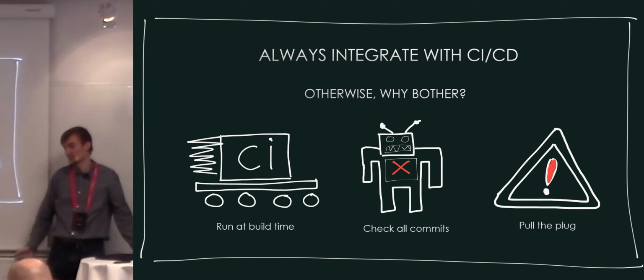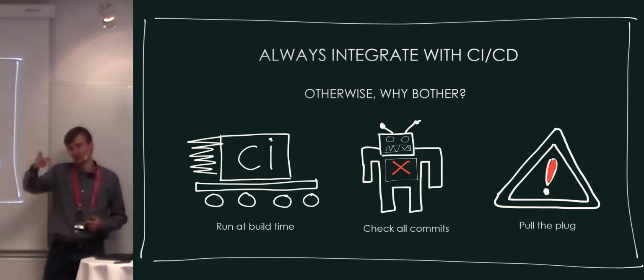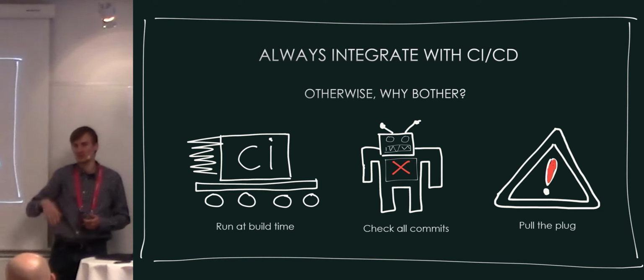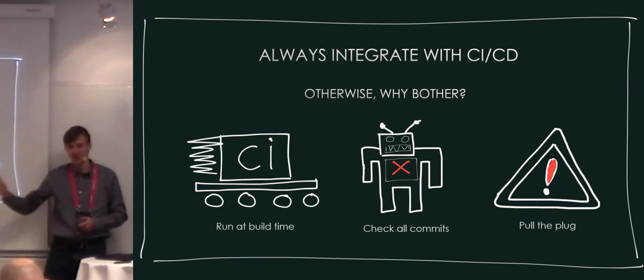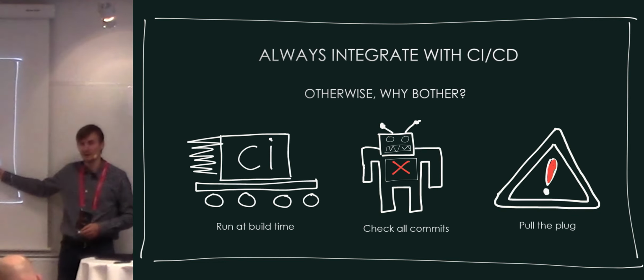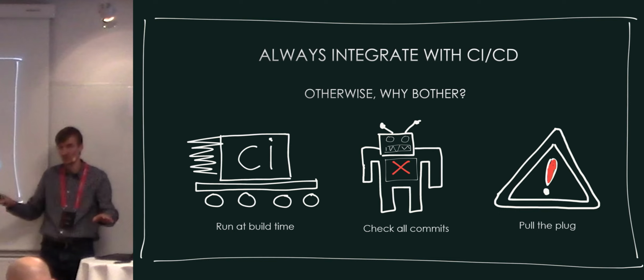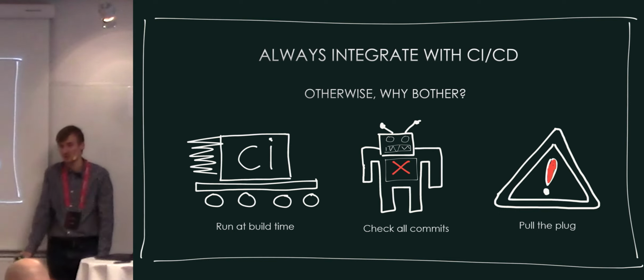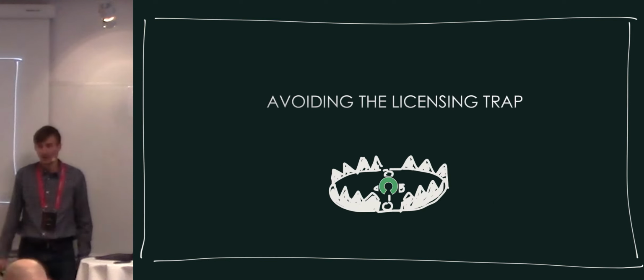Check all commits. Check everything, so nobody sneaks anything in. Or at least check your merges to master. I think another talk in one of the big rooms was about how we commit to master, so check commits to master too. And then pull the plug. If something goes wrong, just exit with a code that is not 0. Just stop it. Don't let the build progress.